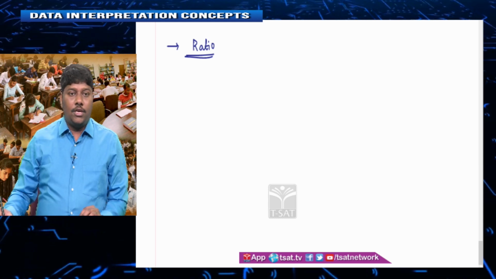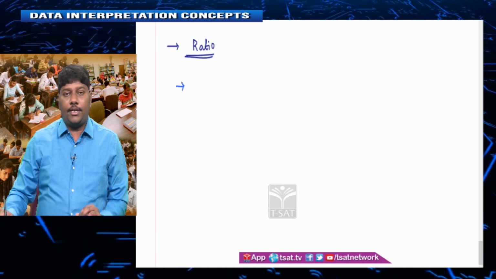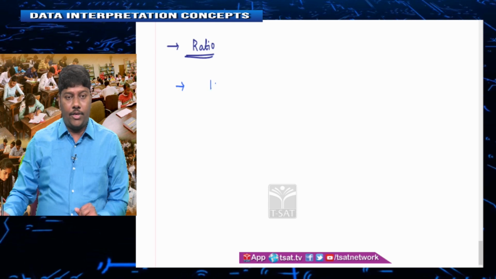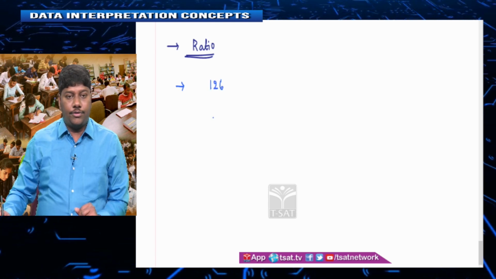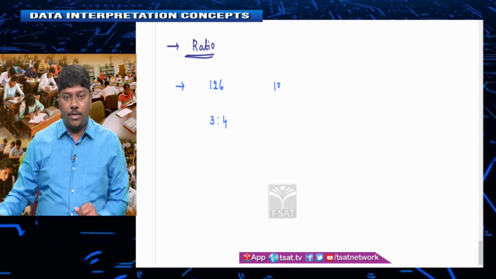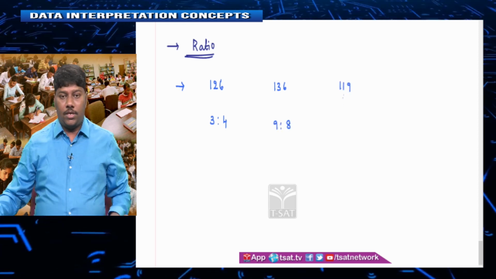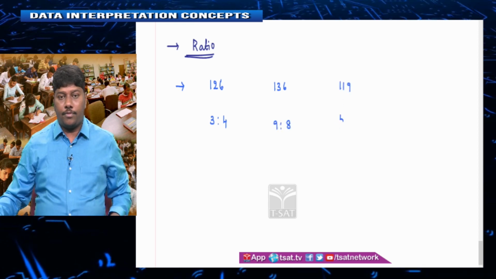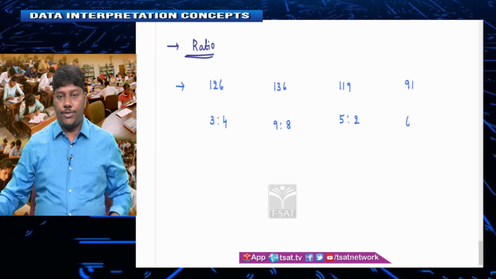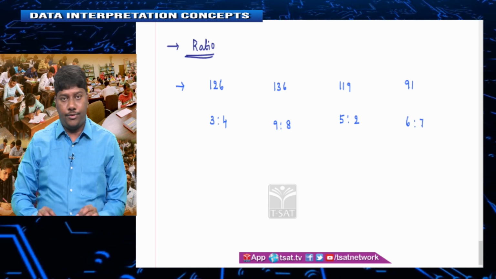With ratios, you should be ready to factorize the given numbers. Suppose I am asking you to divide 126 in the ratio 3:4, or else I am asking you to divide 136 in the ratio 9:8, 119 in the ratio 5:2, 91 in the ratio 6:7. Now, how do you divide the given numbers in the given ratio?